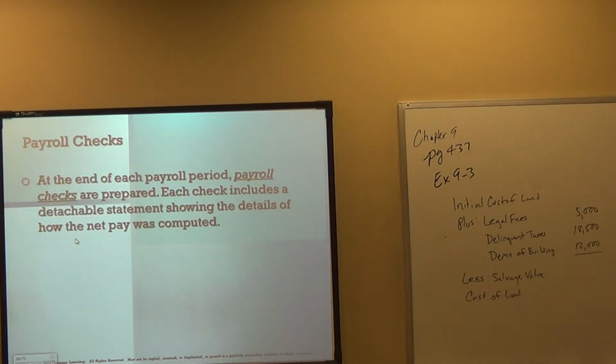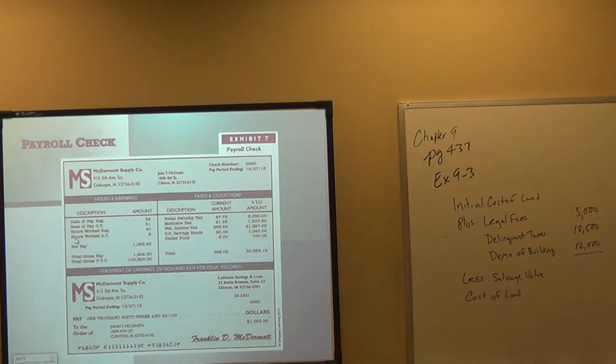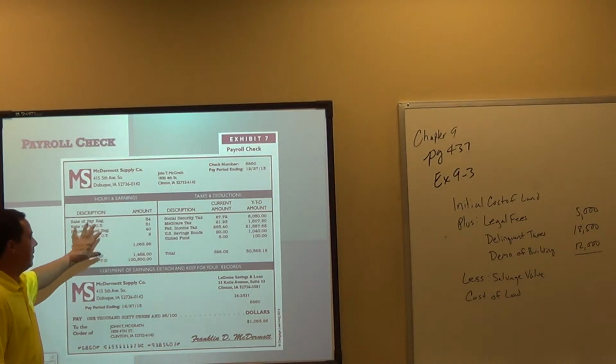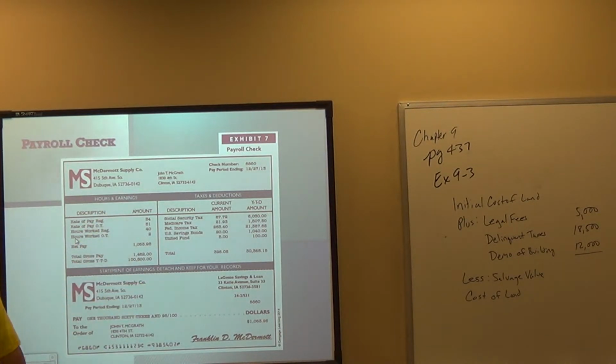All right, at the end of each payroll period, payroll checks are prepared. Each check includes a detached statement showing details of the payment and stuff like that. And a lot of times now, it's not even done that way anymore. I rarely ever see mine. It's all electronic. We get direct deposit, we have all this electronically there. So that kind of breaks down everything for you.